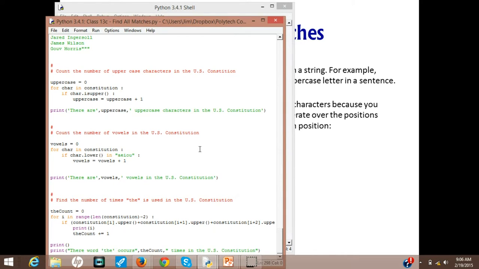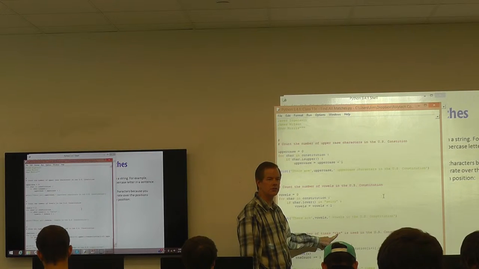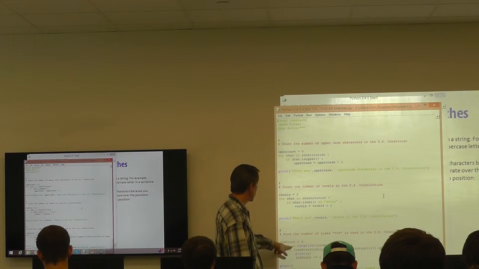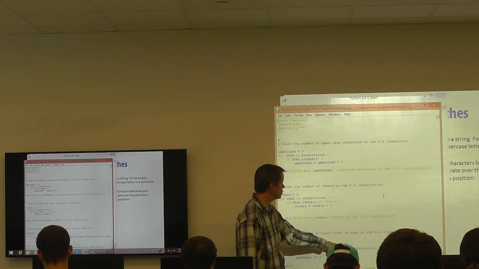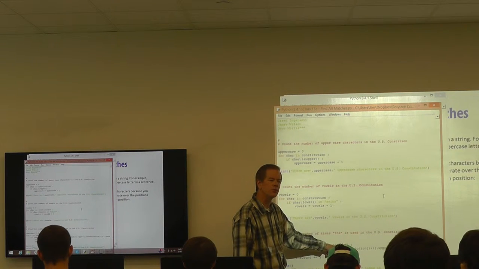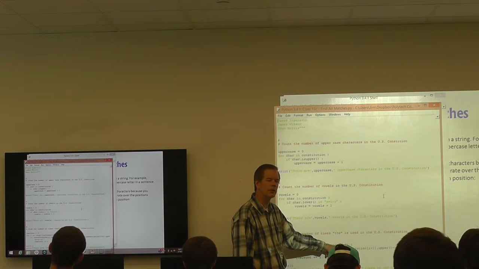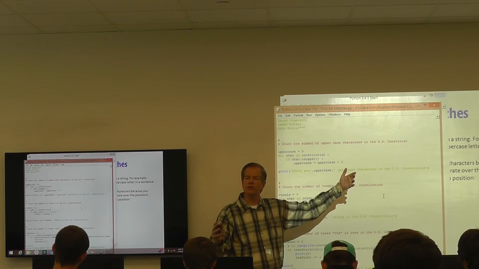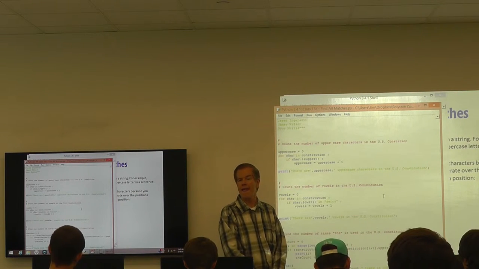Let's go back and take a look at our US Constitution one more time. Find the number of times "the" is used in the US Constitution. Got it? So the count equals zero, for i in range length of Constitution minus two. Why did I put minus two there? I want to look at the entire Constitution except I want to back off two from the tail end. Why?